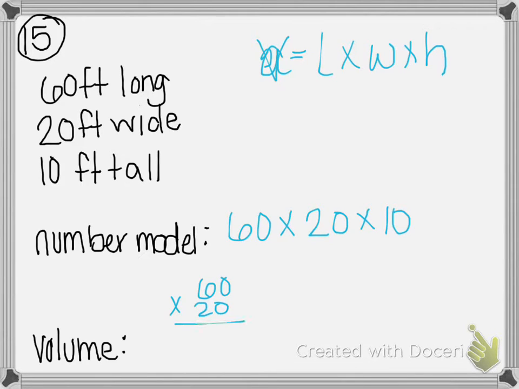Ignore the zeros. 6 times 2 is 12. Add those 2 zeros back. Then we have to do 12,000 times 10. When we times 10, we add another 0. So the volume of the second floor is 12,000 feet cubed.